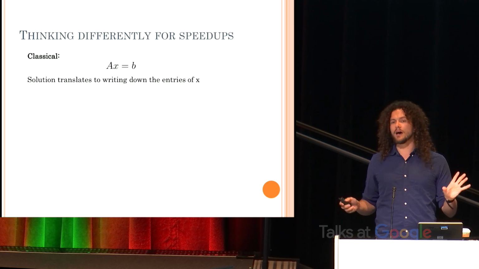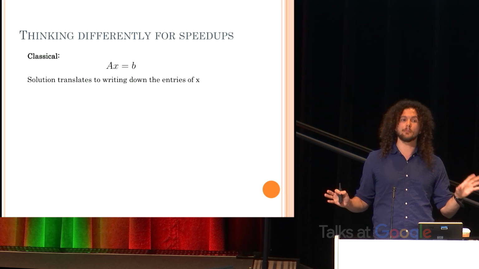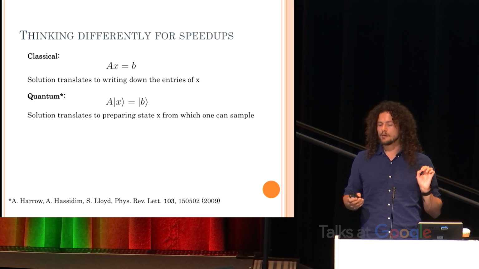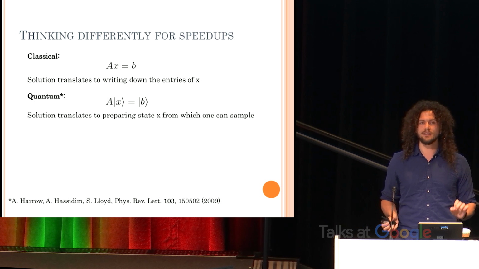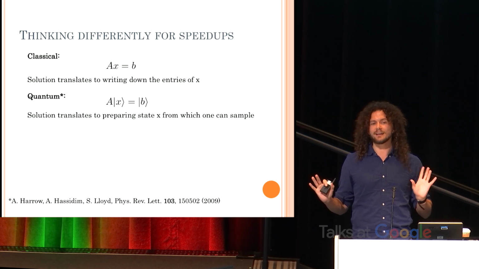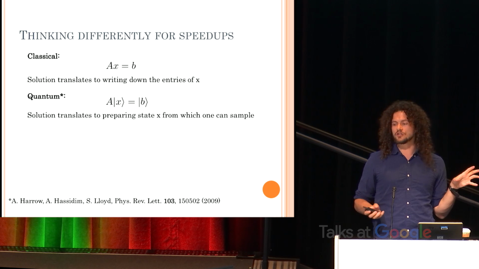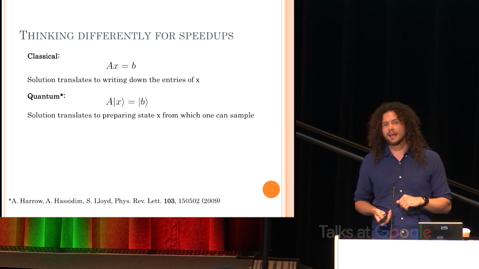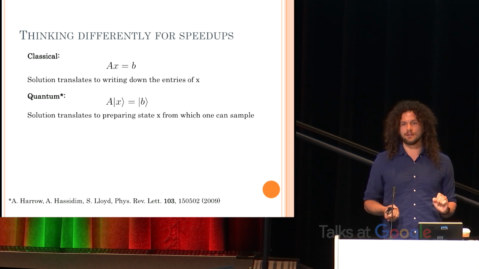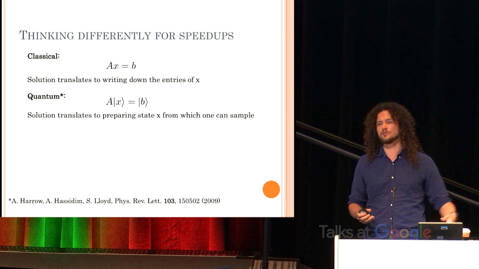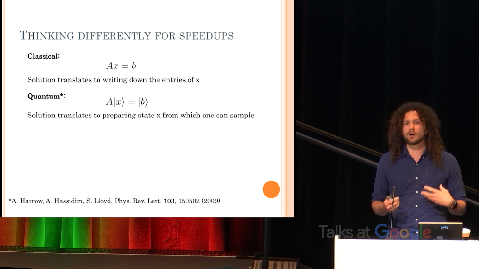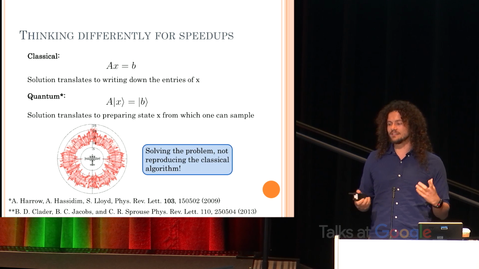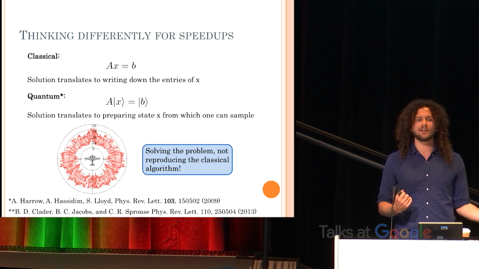A quantum algorithm came out which was exponentially faster, which is that enormous speed up I talked about before, exponentially faster at delivering the solution, but it changed the definition of solution a little bit. Notice the brackets around the x and the b now, and what it meant was the solution translates to preparing a state x from which one can efficiently sample. And so that's not exactly the same thing as writing down all the entries, because if you wrote down all the entries, you would lose that advantage necessarily. And so what I want to say is that's not a bad thing necessarily. What it really is, is solving the problem, not reproducing the classical algorithm.